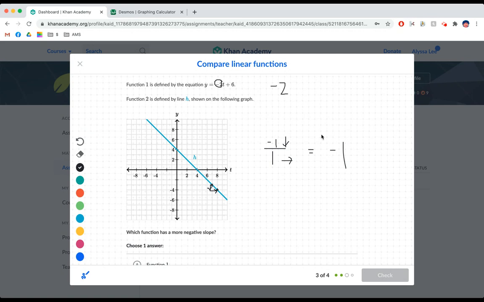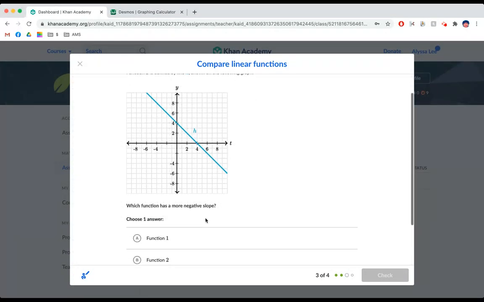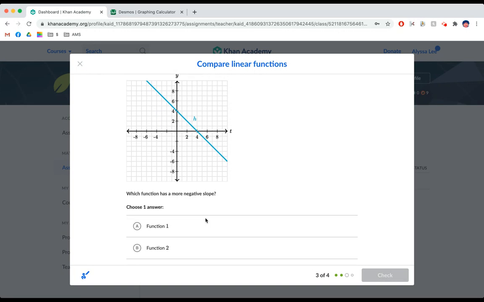So let's compare these two slopes. Your first function has -2. Your second function has a -1. So which one has a more negative slope? That should be function 1, okay? More negative means a smaller value in the negative, but bigger in its absolute value, okay? So -2 has a bigger negative slope, so we'll say function 1. And hopefully we get that right.